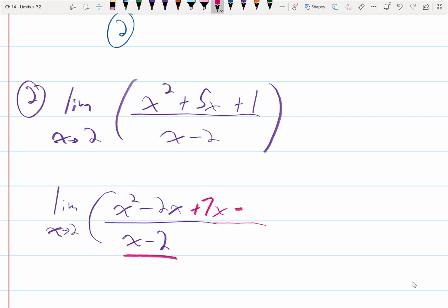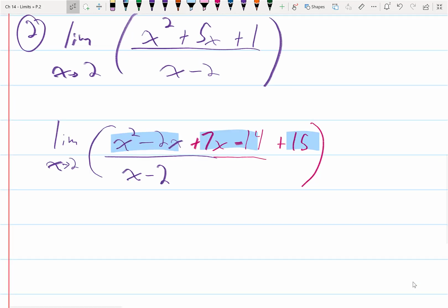Negative 14. But I don't have a negative 14. I have a positive 1. So what do I have to add now to compensate for the minus 14? Plus 15. Rest assured, this is exactly the same result that you get if you do synthetic division or long division. But the reason I'm doing this is because now in my head, I'm going to group this, this, and this. And we're going to end up just dividing this out.